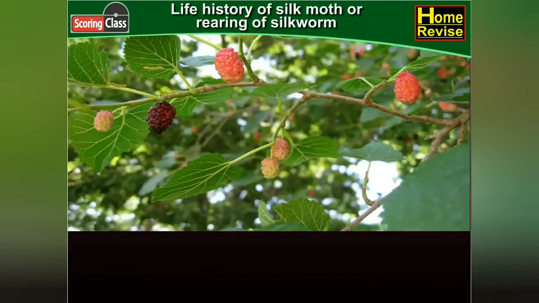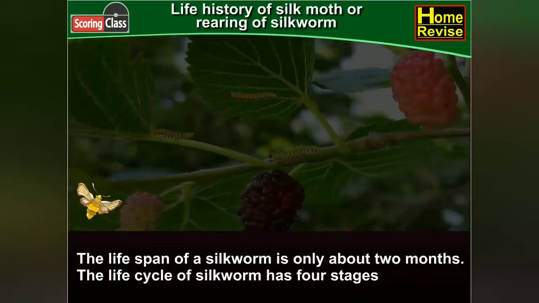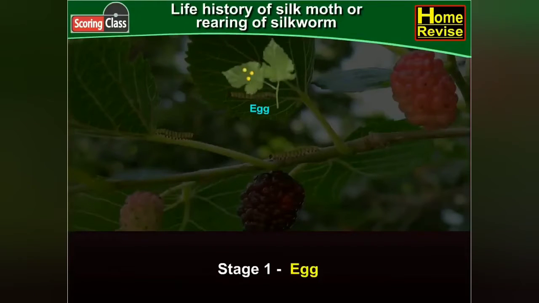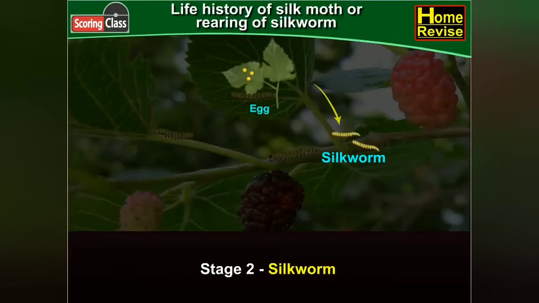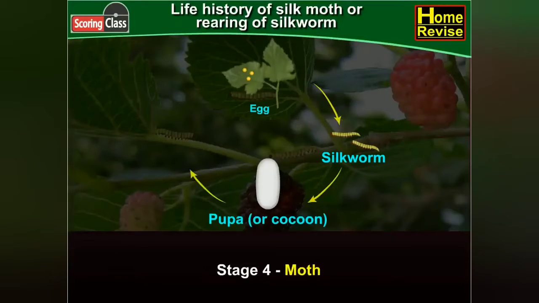Life history of silk moth, or rearing of silkworm. The lifespan of a silkworm is only about 2 months. The life cycle of silkworm has 4 stages. First, egg. Second, silkworm. Third, pupa or chrysalis or cocoon. And fourth, moth.